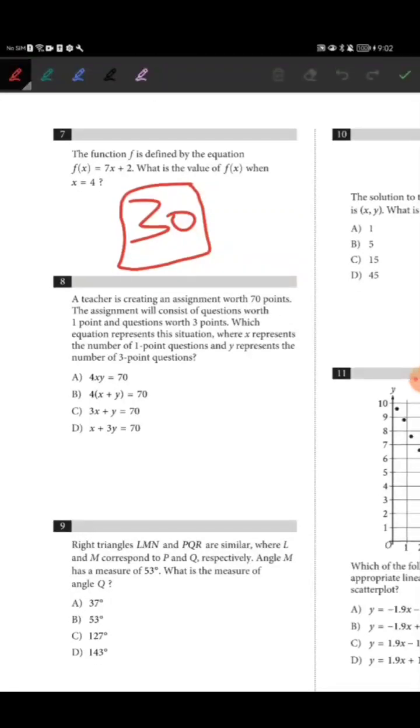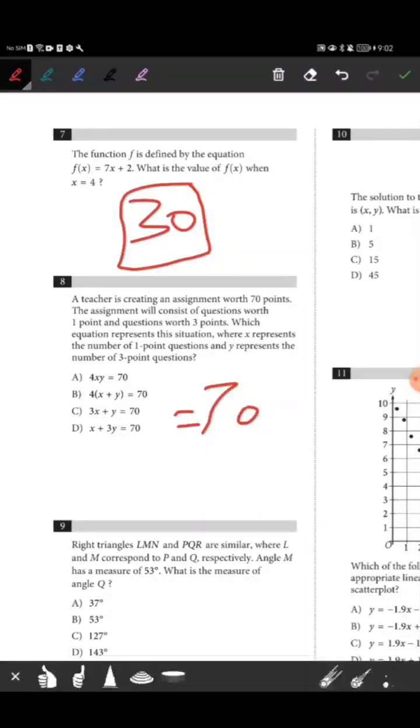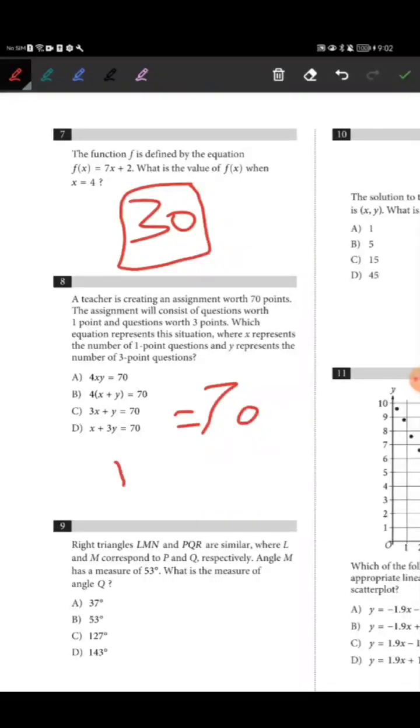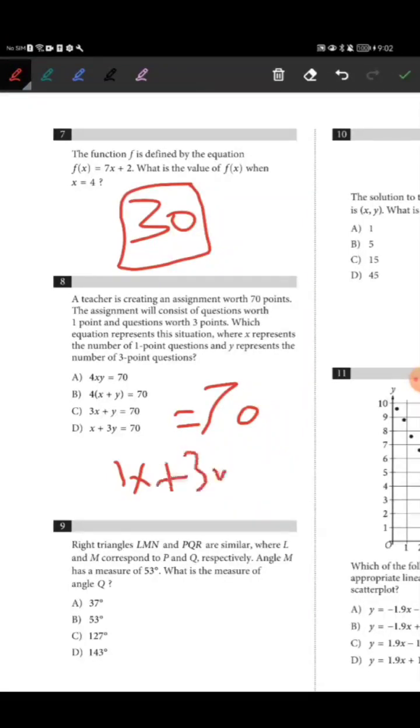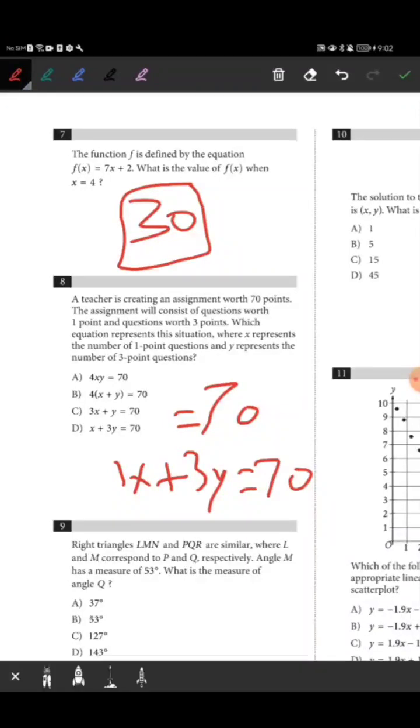So this is a very easy question. The total is 70 points, so 70 equals. And it says the 1 point represents x, so 1x. And the 3 points represents y, so plus 3y equals 70. So the answer is D.